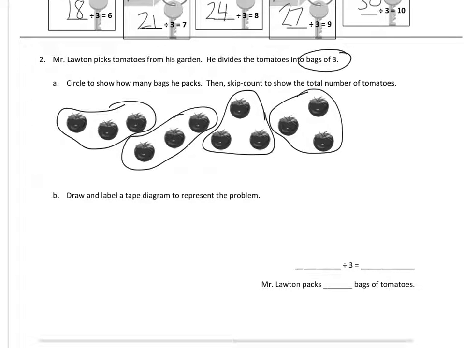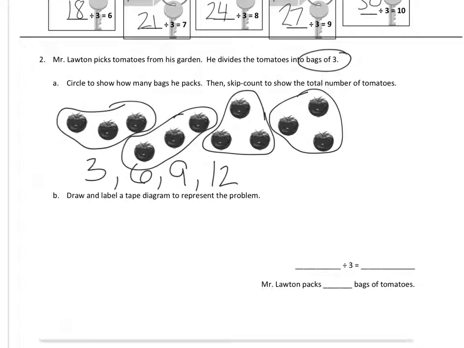Let's skip count to show the total number of tomatoes. My first bag has 3. 3 more is 6, 9, 12. 3, 6, 9, 12. There are 12 total tomatoes.